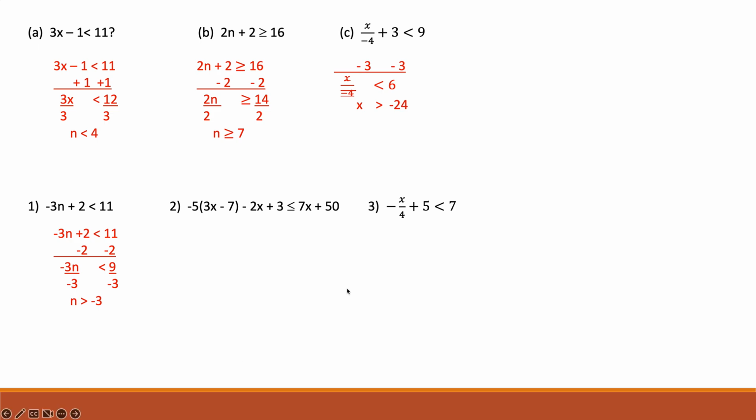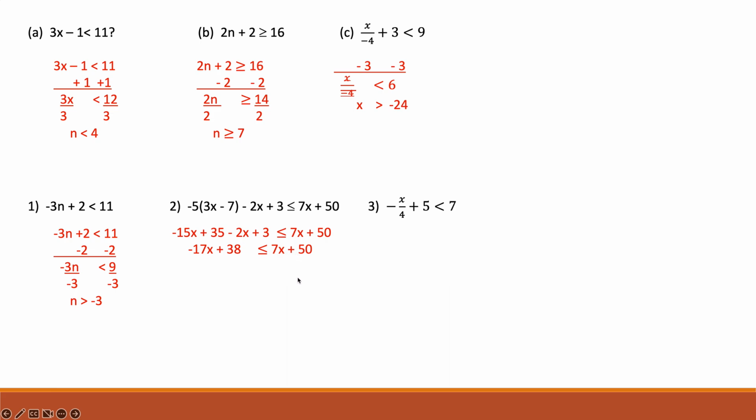Okay, next one. Let's make sure I copied it over correctly. I did copy it over correctly, as I checked the distribution there. Okay, solve away. So, same side, same operation. Pretty obvious here. That'll give me negative 17x plus 38 is less than or equal to 7x plus 50.